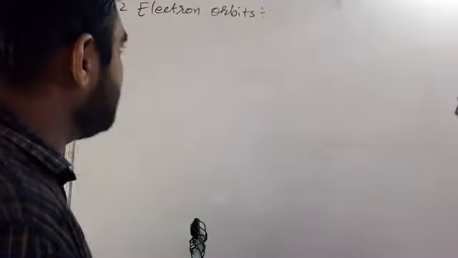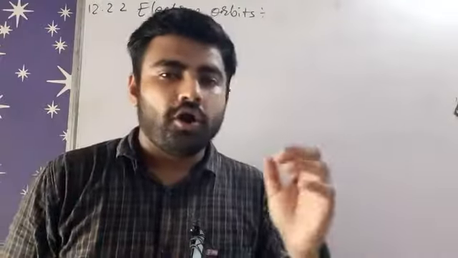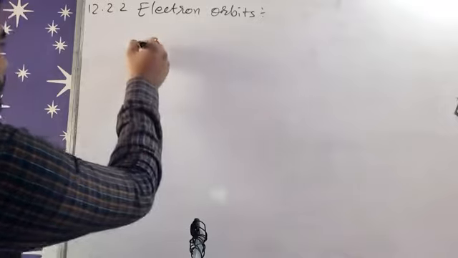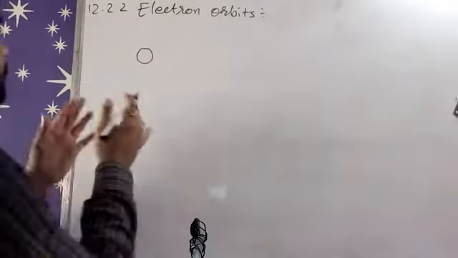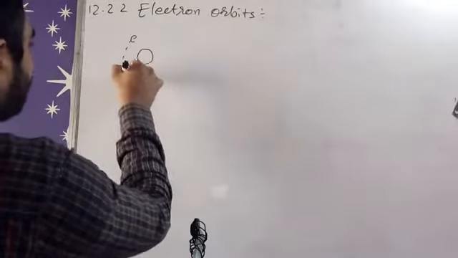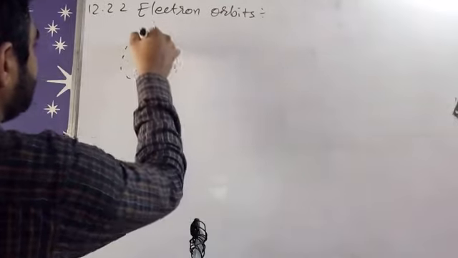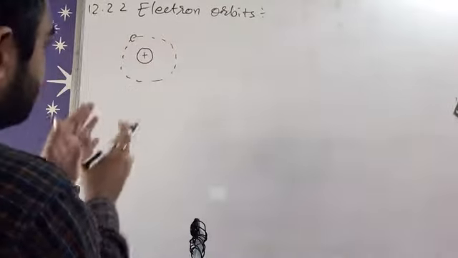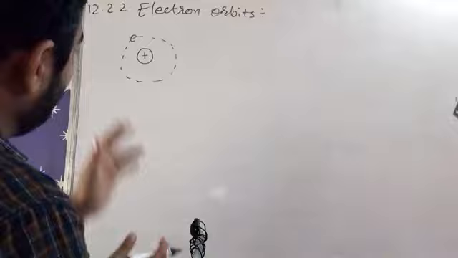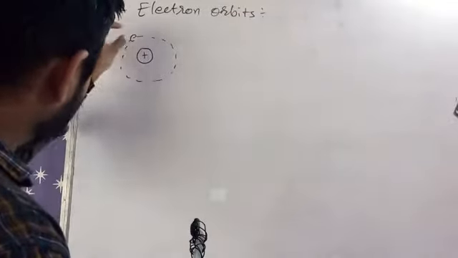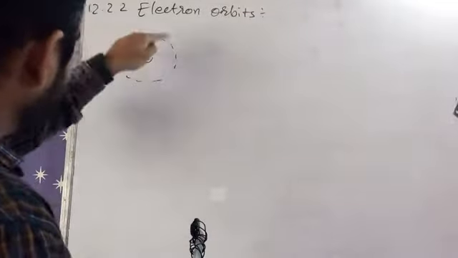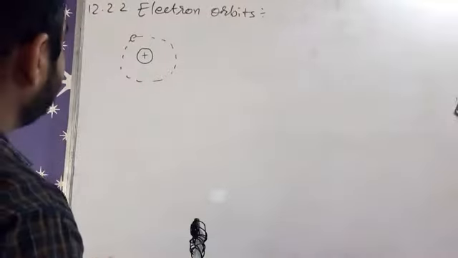हेलो फ्रेंड्स, आज का हमारा टॉपिक है इलेक्ट्रॉन ऑर्बिट्स। We know that around this nucleus, electron is just rotating around this nucleus due to the positive charge at the center of the nucleus. So the positive charge attracts this electron to rotate around the nucleus, right?